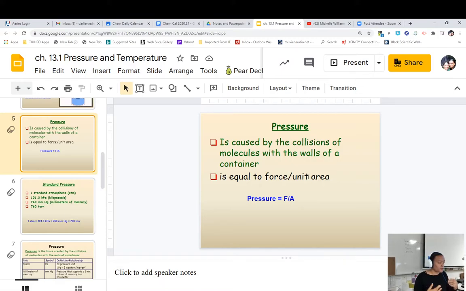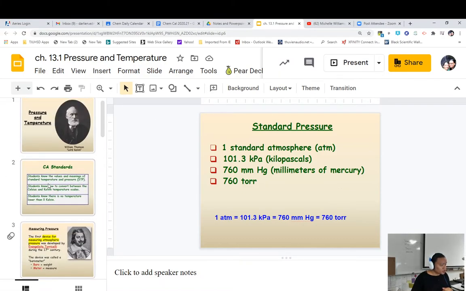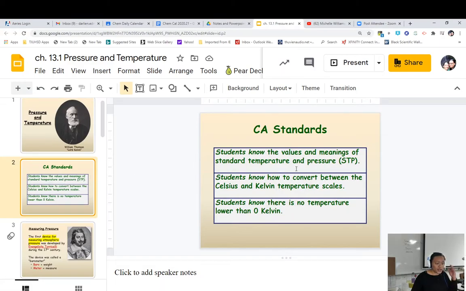All right. So some of the things we talked about: what a barometer was, and how it's used to measure atmospheric pressure. And then we had also looked at some of the units of measurement and the ratings for standard pressure. So STP, when you see STP, like when we go back to the beginning here, it said that students know the values and meanings of standard temperature and pressure.